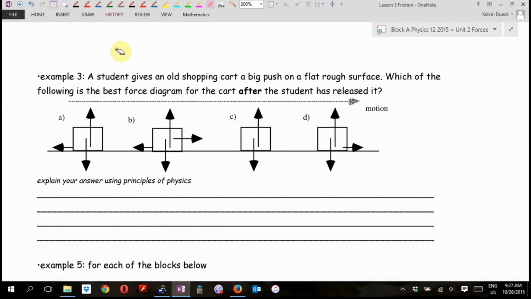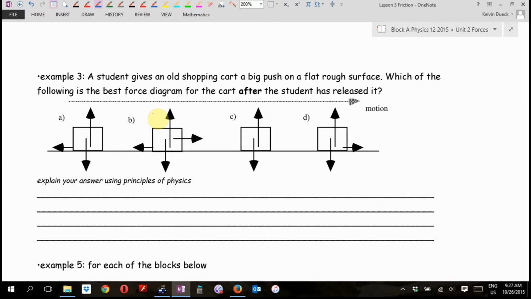Thank you. Room 1004. Here's a little thought experiment. Hey, I see 4 answers to pick from. You know what? Once again, we're going to vote. Once again, how high you hold your hand up is how sure you are of the answer. So example 3, it says, a student gives an old shopping cart a big push on a flat, rough surface. You know what? Let's think parking lot, but a paved one that's really bumpy and lousy, and a shopping cart.